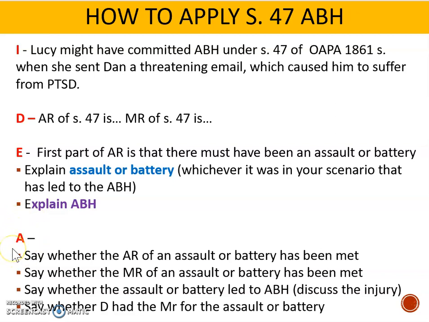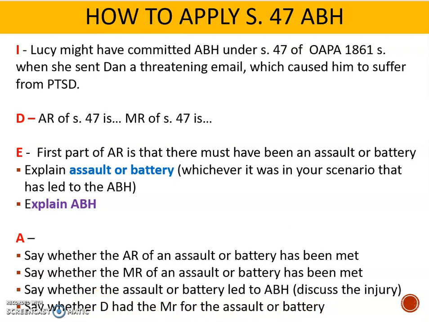And apply is where you're going to apply all of the elements that you've explained to the characters in your scenario. So we'd need to say whether the actus reus of the assault or battery has been met. Of course, we're looking at assault in our situation. Say whether the mens rea of the assault or battery has been met. Again, we'll be looking at the mens rea for assault. Say whether the assault or battery has led to ABH, and this is where you'd need to discuss the injury, in our case, post-traumatic stress disorder, and then say whether our defendant, in this case Lucy, has the mens rea for the assault or battery.